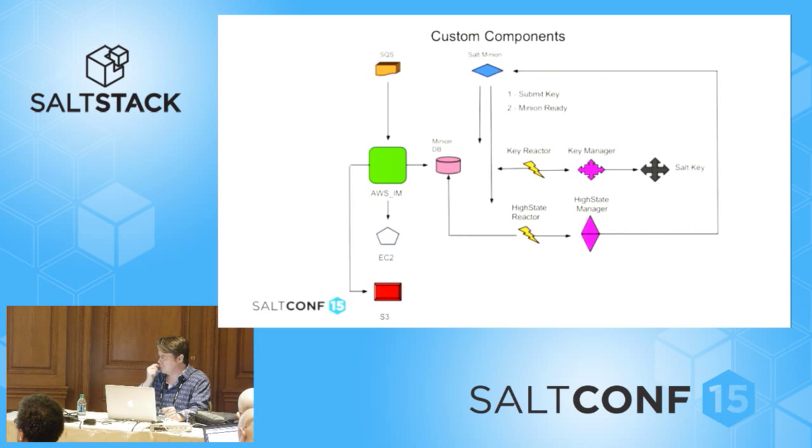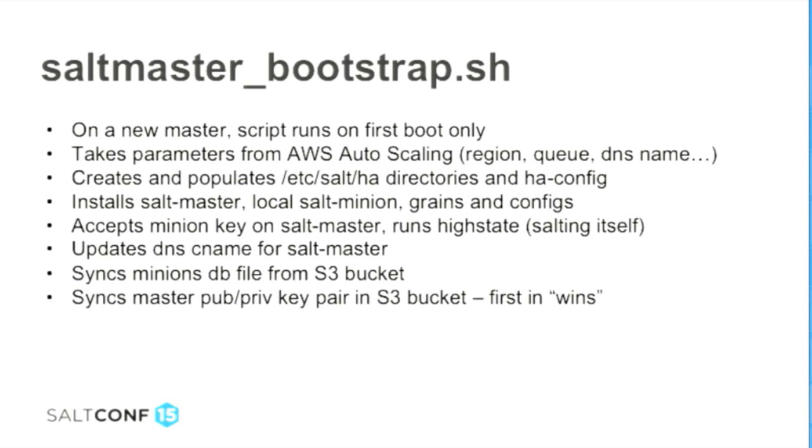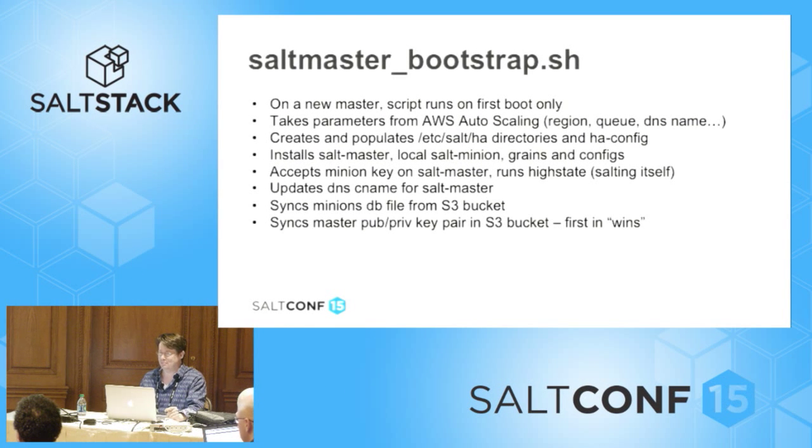So I'm going to walk through each of these custom things a little bit more and then move forward. So the SaltMaster Bootstrap, again, this is really taking parameters. It's running one time only, the first time SaltMaster boots up, and it's getting data about what it's supposed to become. So what I'm doing right now is I'm taking a lot of parameters from the AWS Autoscaling: region, queue name, DNS name, things like this, and I've created this subdirectory under /etc/salt and I'm calling it the HA directory because I needed some spot, and it seemed like nobody else has claimed it, so it's mine.